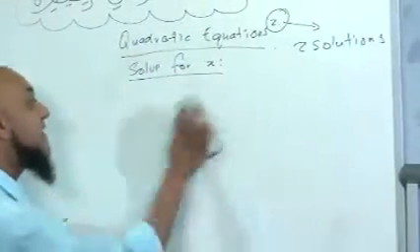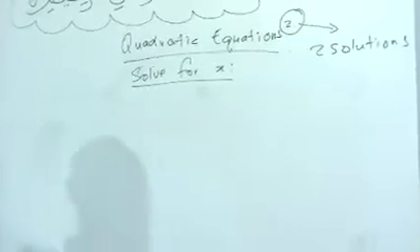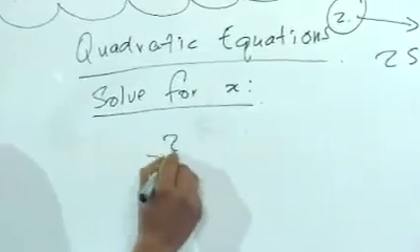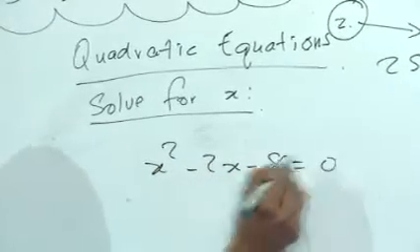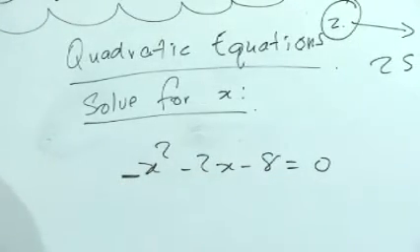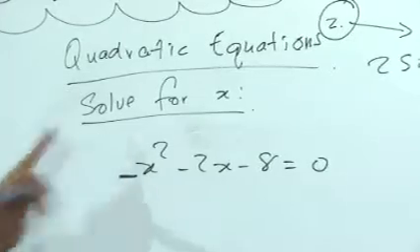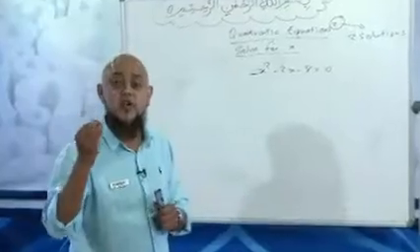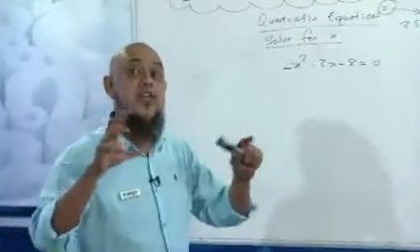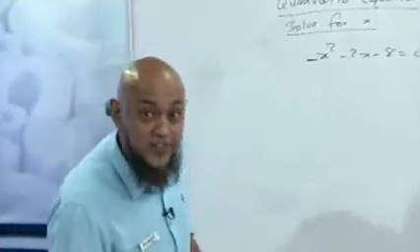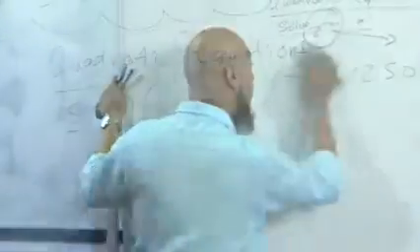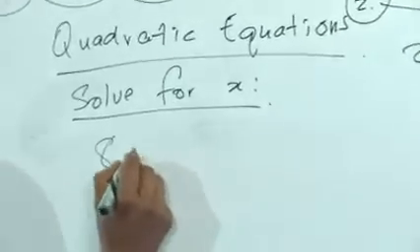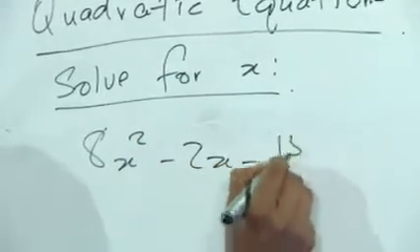This was the first type that we've done, where the coefficient of x squared was 1. So let's go back here, and we had x squared minus 2x minus 8 equal to 0. As you can see, the coefficient in front of x squared was 1. What happens when you have another coefficient? When you have a coefficient greater than 1, how then do you factorize and find your perfect factors? Let's get started. So what happens in a situation like this, where you have 8x squared minus 2x minus 15 equals 0?